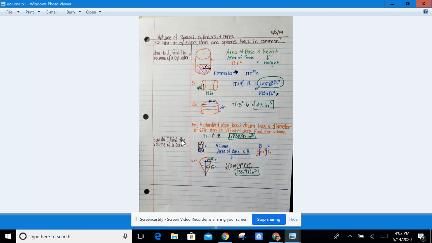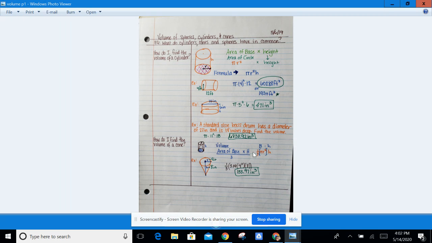Okay, so I'm going to skip a little bit. I think you guys kind of get this, right? Now it talks about how to find the volume of a cone. How do we find this? We take the area of the base. What is the base again? It's a circle. We're going to multiply it by the height, just like we did up here in the volume of a cylinder. Sorry, my phone needs to be turned off.